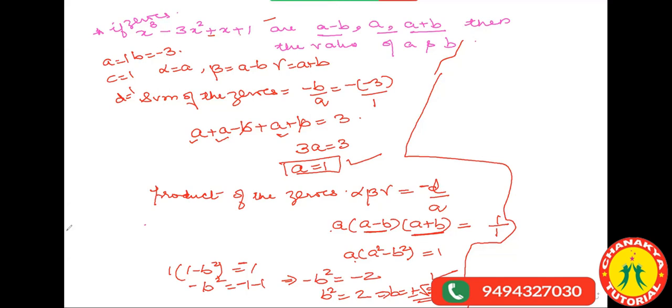If 4 is a zero of the cubic polynomial x cube minus 3x square plus 10x plus 24, find its other two zeros.